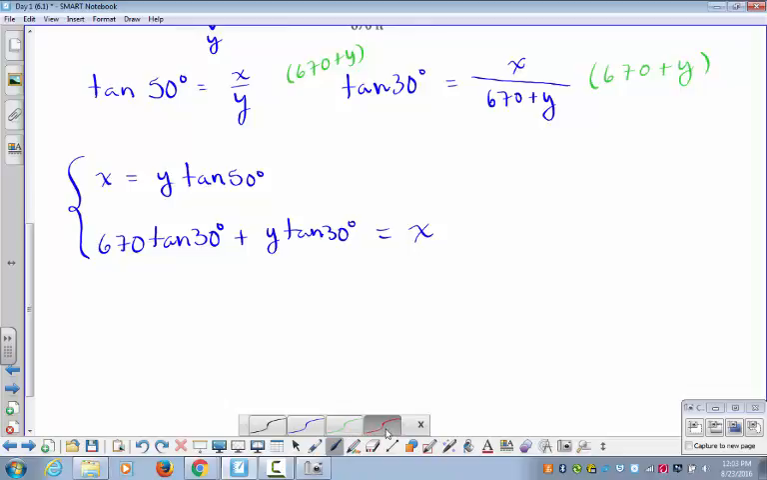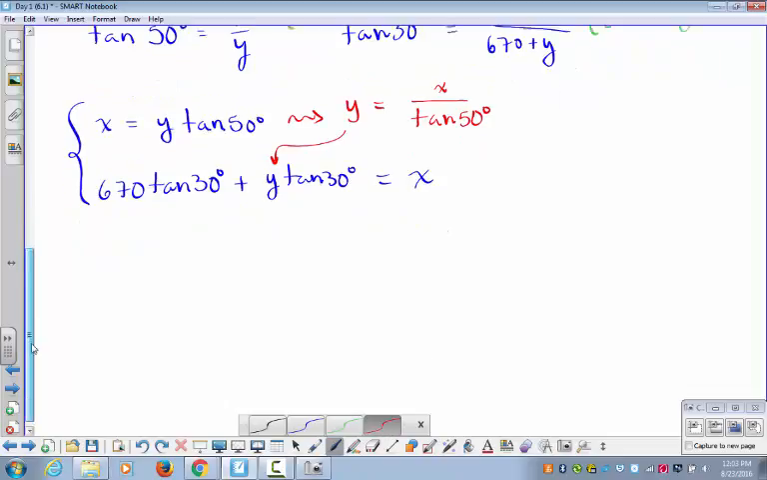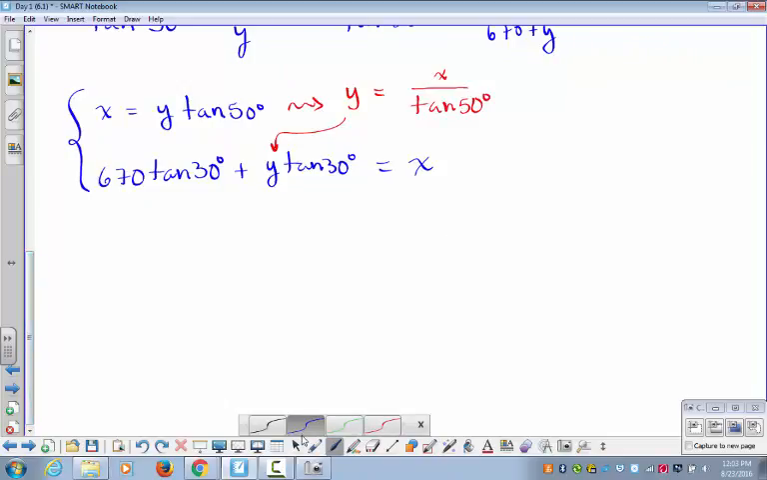I am going to rewrite this as y equals x over tangent 50. The only reason I'm going to do that is then I'll just plug it in right here, and I'm solving for x, because that's what we want to solve for in the end. Doesn't matter, though, if you're more comfortable solving for y first and then back substituting, totally fine. There's lots of ways to solve systems of equations.